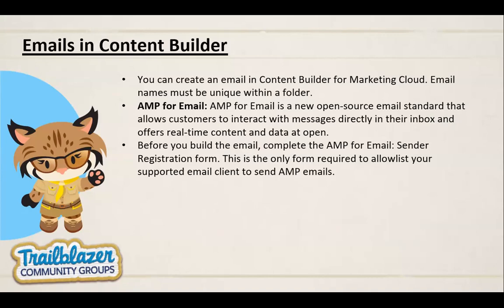One is AMP for email. Currently this is a new feature that is available inside the content builder. AMP for email is an open source tool that will allow your customers to interact directly inside the email. So for example, if your customers have something like a feedback form or a scrollable image, or inline images, and you would want your customers to interact directly inside the email rather than redirecting them to a landing page, that's where AMP for email comes into the picture.